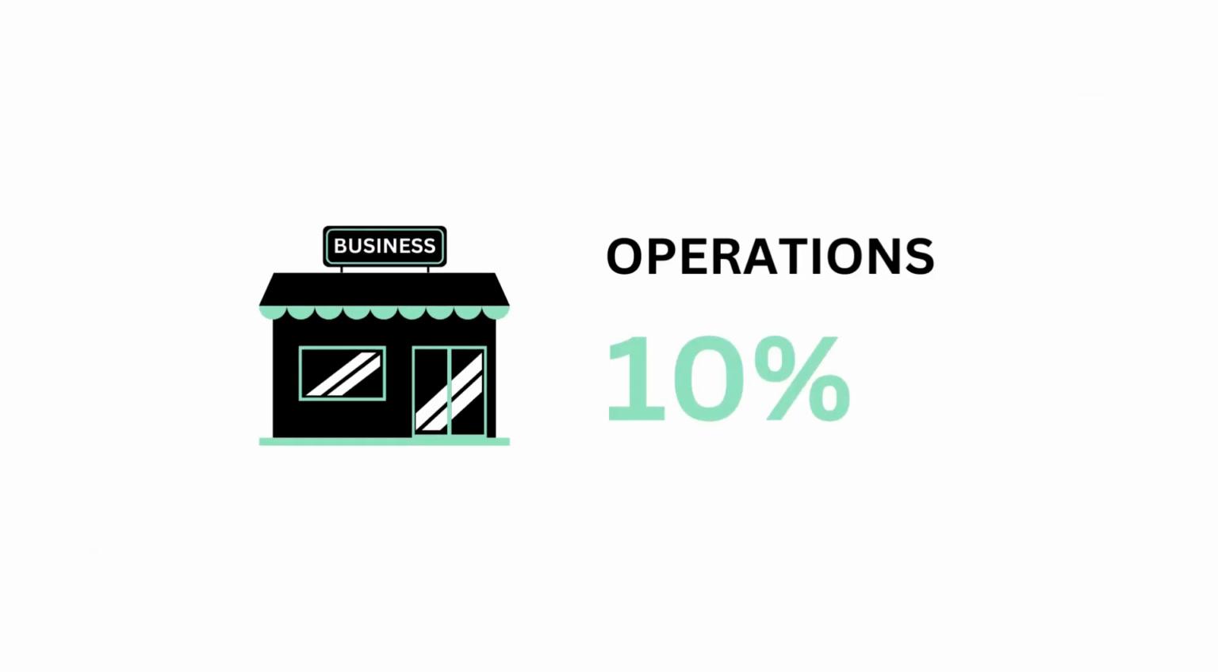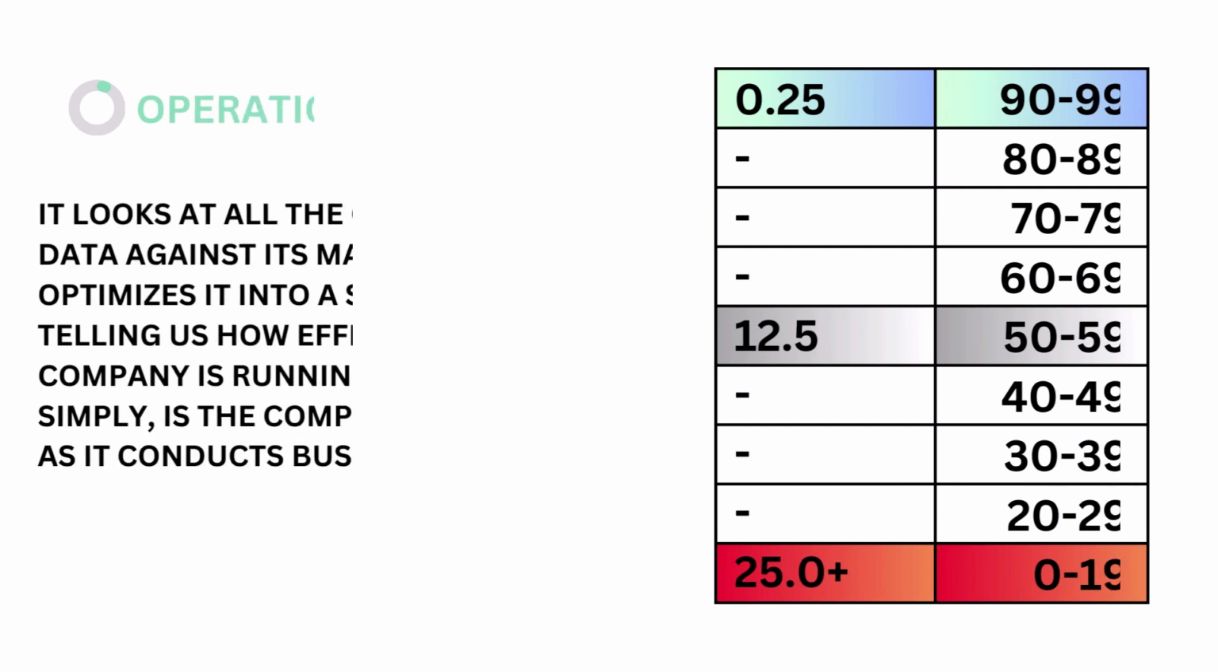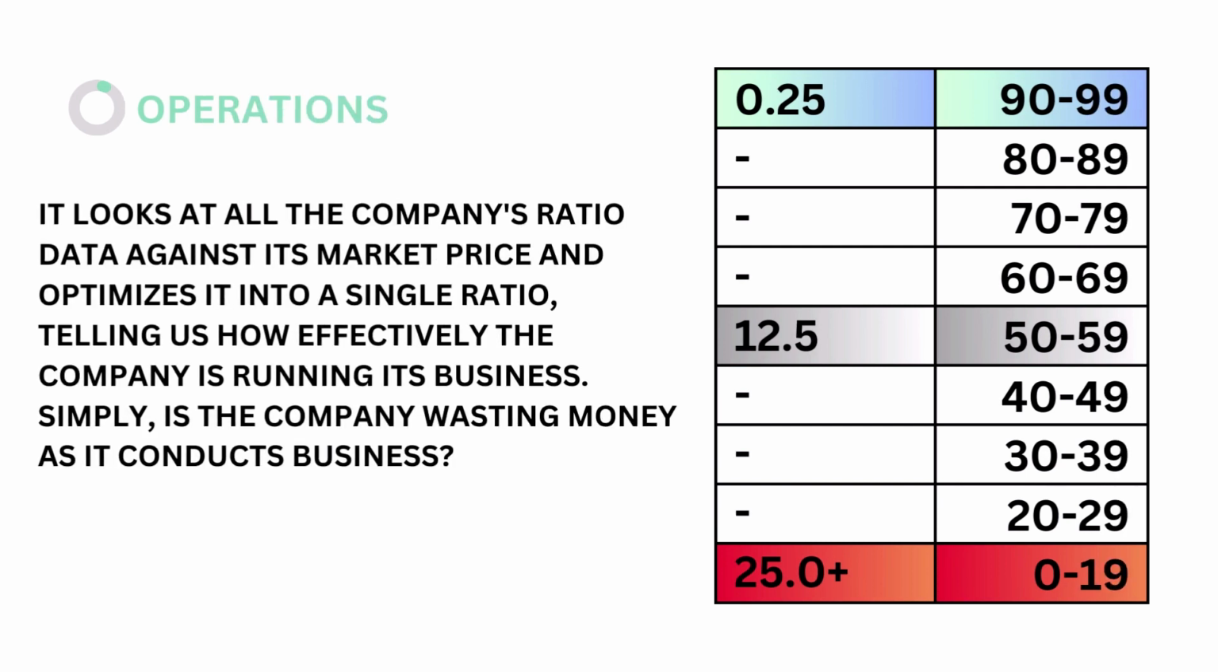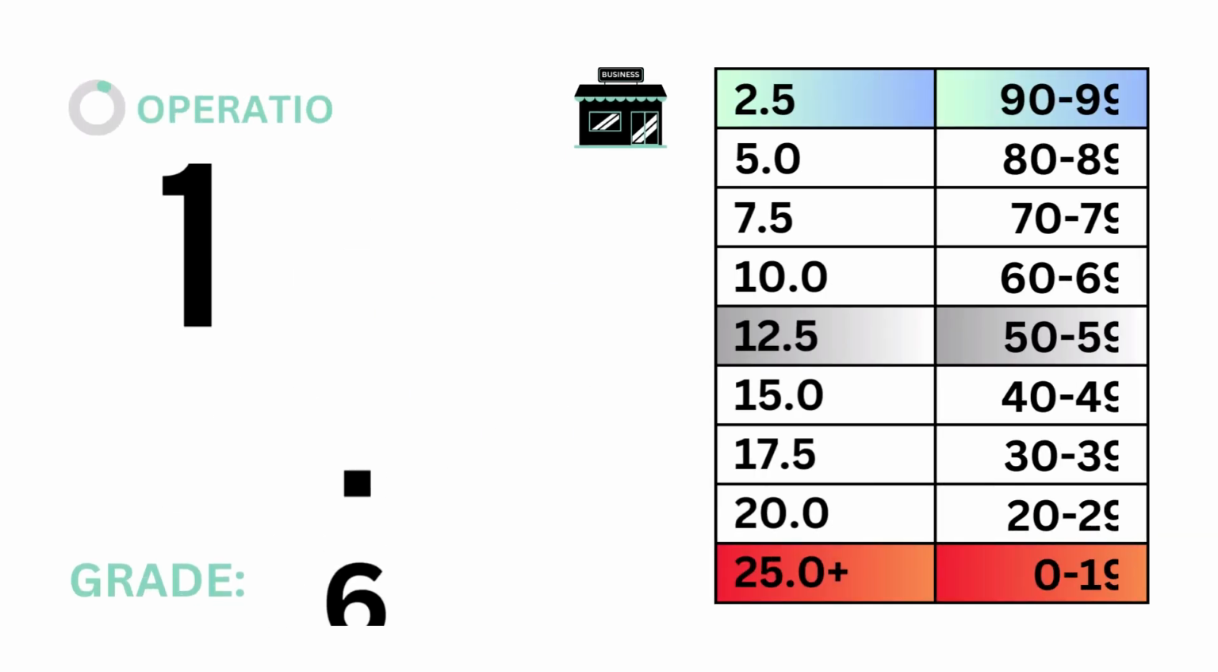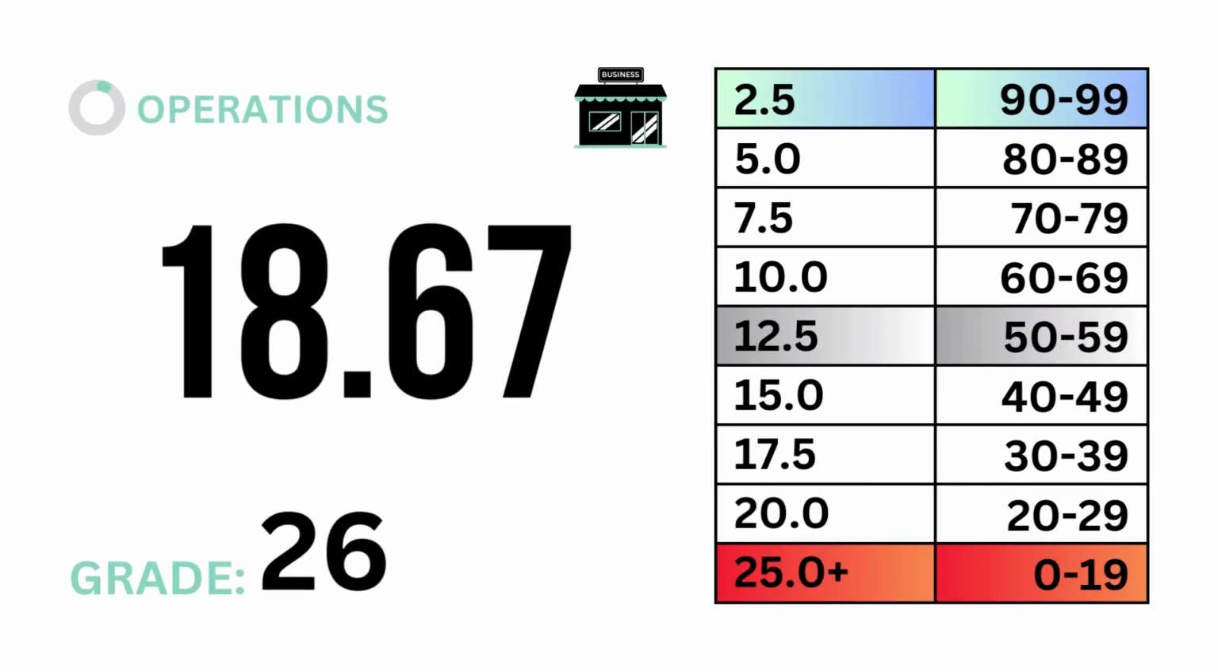Third, operations, which accounts for 10%. Operations looks at all the company's ratio data against its market price and optimizes it into a single ratio, telling us how effectively the company is running its business. Simply, is the company wasting money as it conducts business? The models tell us that an operations ratio of 12.5 is considered average. Here's our operations ratio and operations grade.